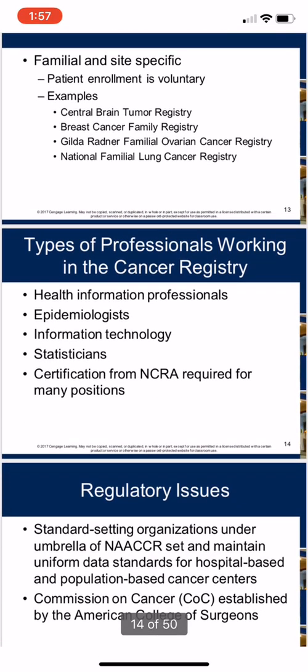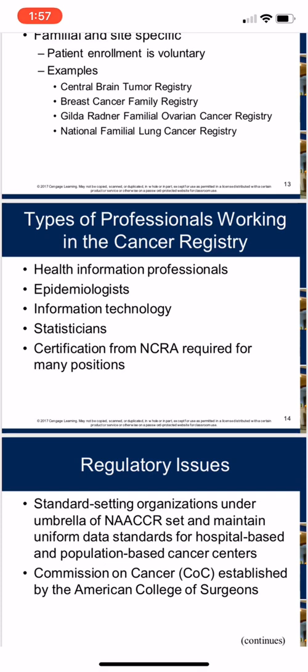All right, let's talk about the different types of professionals working in cancer registry. Many have health information backgrounds. Others have backgrounds in epidemiology, statistical methods, or information technology. Still others represent various non-traditional backgrounds, but have found roles in the cancer registry. For many of the jobs in the cancer registry, a certified tumor registrar, or CTR, credential from the National Cancer Registrars Association is required. Those with health information backgrounds are well suited for obtaining this credential and working with the data collected in the cancer registry. We'll talk about the CTR a little later in the chapter as well.